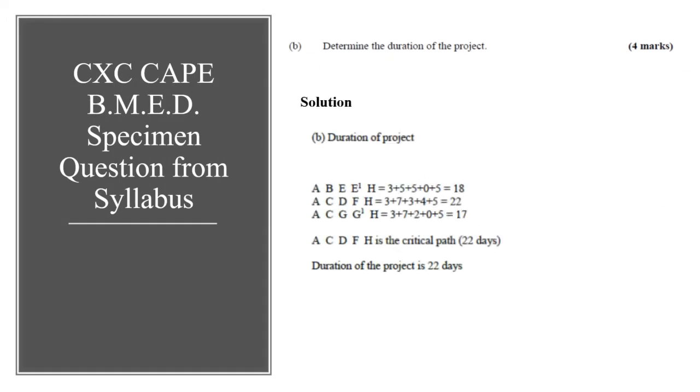Part B of the question reads, determine the duration of the project. This too was done in a previous video, and so we're just showing the results. But you can see from the results that we've added the times for the 3 different paths to determine the critical path, which is also the duration of the project.